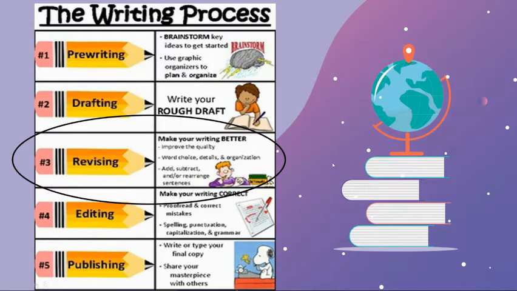So, in the writing process, there are five main steps. We have pre-writing, which we did when we came up with ideas, drafting, when you write your first draft, revising, and that is where we are, where you work to make your writing better. So, we are adding more details and making our story clearer for our reader.